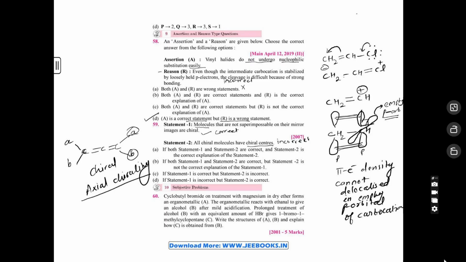And similarly, the biphenyl system is also known for chirality. If you put a very bulky group here, this restricts the rotation around this carbon-carbon bond. The rotation gets restricted, and therefore such molecules also show chirality. So this part will be above the plane and this part will be below the plane. This type of compound is called atropisomers. So statement 2 is incorrect. The correct answer is that statement 1 is correct, but statement 2 is incorrect. So answer C will be correct.